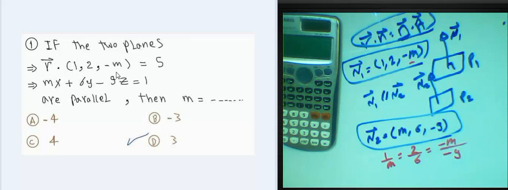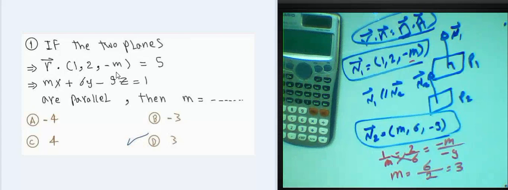Okay, then you can write m equal 1 times 6 over 2. The result will be equal 3. And you can write the other result by m times m and negative 9 times 1. Negative times negative equal positive. Then m power 2 equal 9, then m equal 3, because they are parallel. Choose letter D for this example.